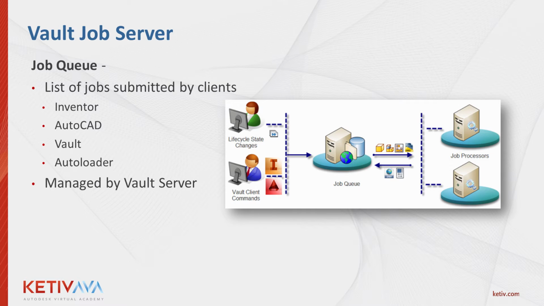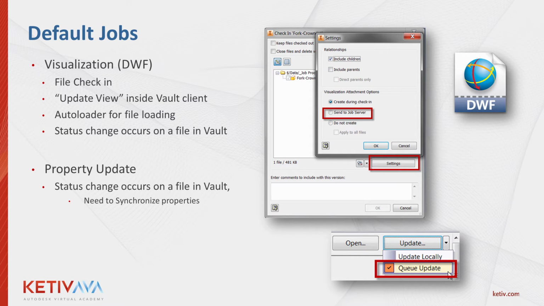The first part of the job server is what's called the job queue. This is a list or queue of jobs that are submitted by clients such as Inventor, AutoCAD, Vault, or even Autoloader. The queue itself is stored and managed in the Vault server. So why would you need the job processor? Mainly it's so that you don't have to spin the wheels on your hardware to create the visualization file, better known as a DWF.